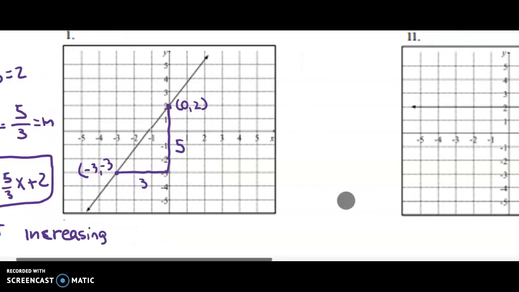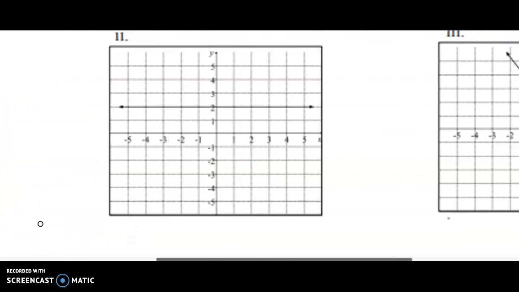Let's take a look at the next example. Here we have a line that is horizontal. So because it's horizontal, we already know that this function is constant. We can see that y is always equal to 2.